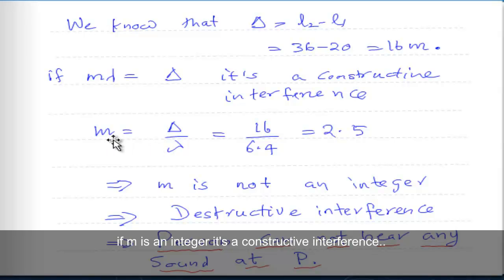So let's try to find that value m. Delta is 16, lambda equals 6.4. By dividing 16 by 6.4, we get 2.5. So this is not an integer, it's an integer plus a half integer, which is a destructive interference. So m is not an integer, so it's a destructive interference. So the person cannot hear any sound at P.